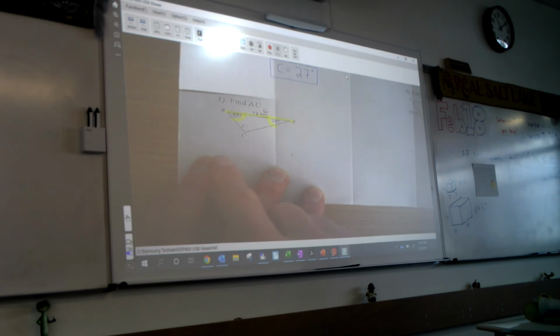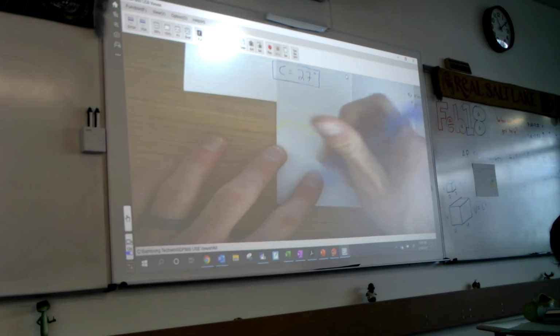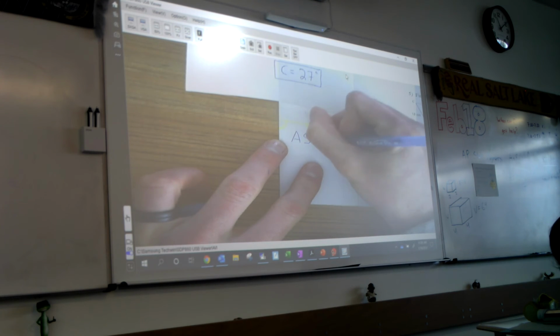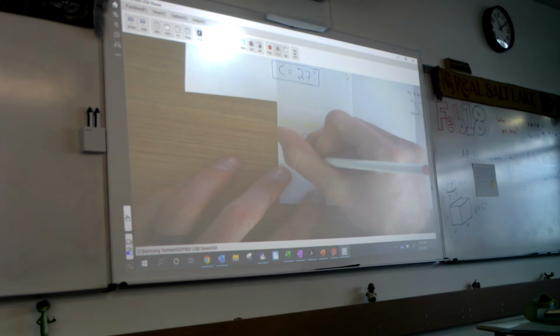So this is an angle side angle. So I'm going to write on my front, if I am given an angle side angle, then I can use the law of sines, and this is going to help me find a missing side.